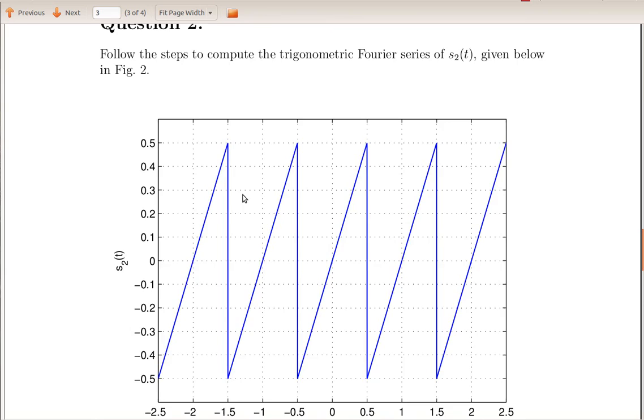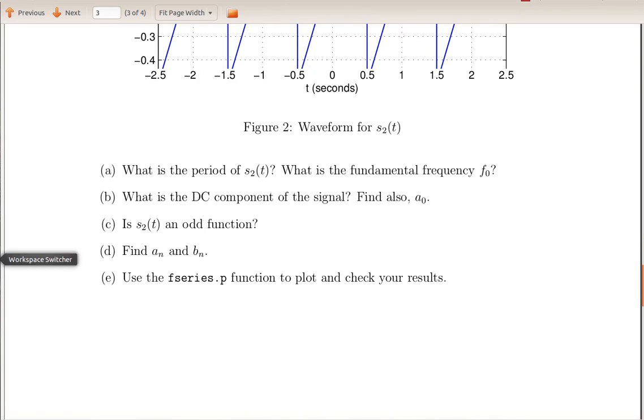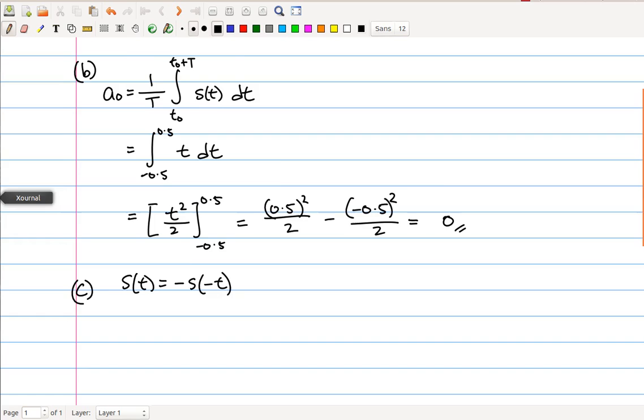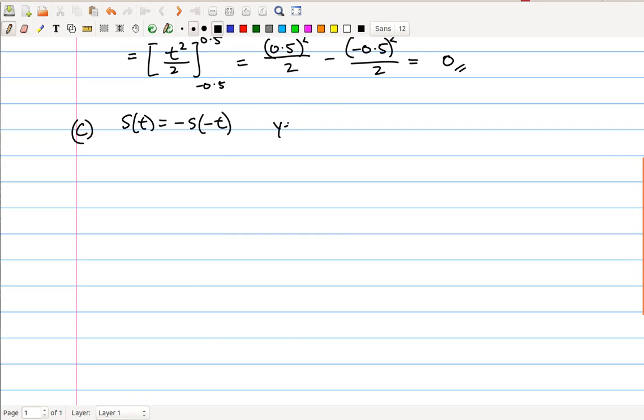Let's go ahead and calculate that. We have An that we need to find. Let's do that first. So yes, it is odd. Okay, D. Let's calculate An first.